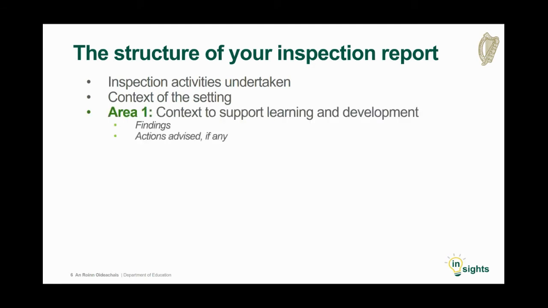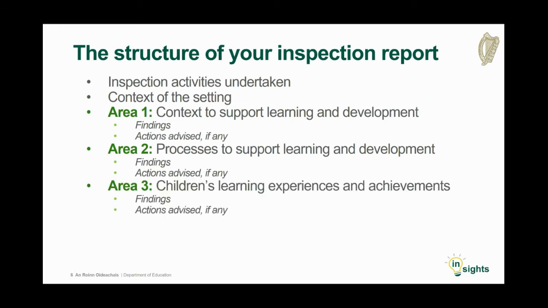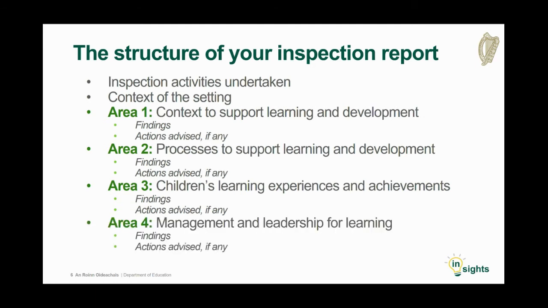Area 1 looks at the quality of the context to support children's learning and development. Area 2, the quality of processes to support children's learning and development. Area 3 examines the quality of children's learning experiences and achievements. And Area 4 addresses the quality of management and leadership for learning.